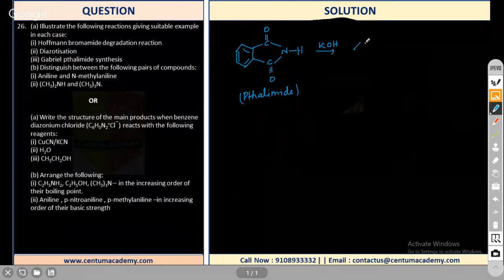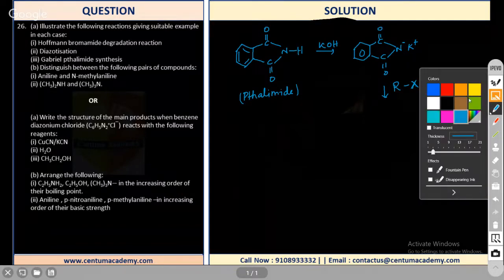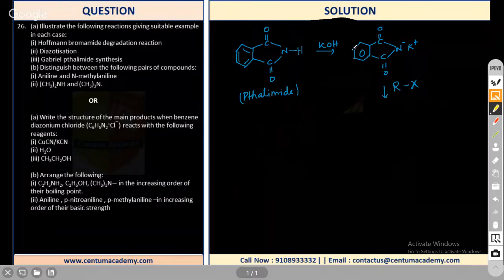H2O forms and we get a salt here, which is nothing but this, and here we have N minus and K plus. Now, when this is allowed to react with an alkyl halide RX, remember, this method is used for the preparation of primary amine, first of all, that you have to keep in mind. And you'll get that amine with respect to this alkyl group.